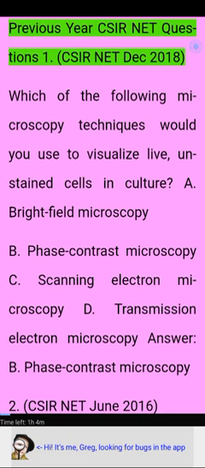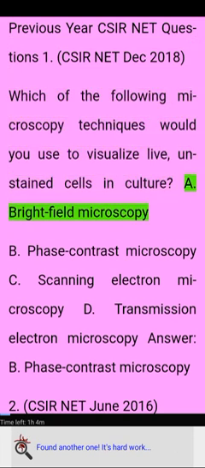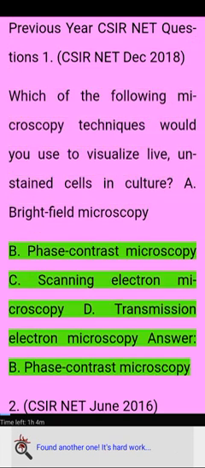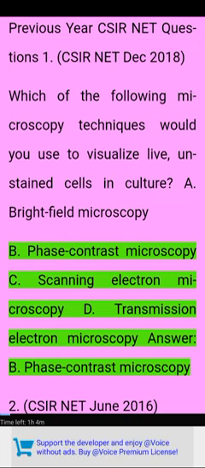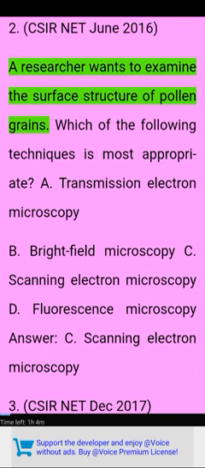Previous year CSIR NET questions. 1. CSIR NET December 2018. Which of the following microscopy techniques would you use to visualize live, unstained cells in culture? A. Bright field microscopy. B. Phase contrast microscopy. C. Scanning electron microscopy. D. Transmission electron microscopy. Answer: B. Phase contrast microscopy. 2. CSIR NET June 2016. A researcher wants to examine the surface structure of pollen grains.